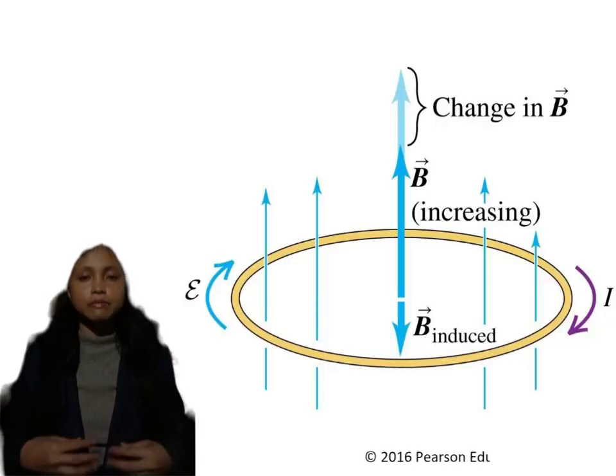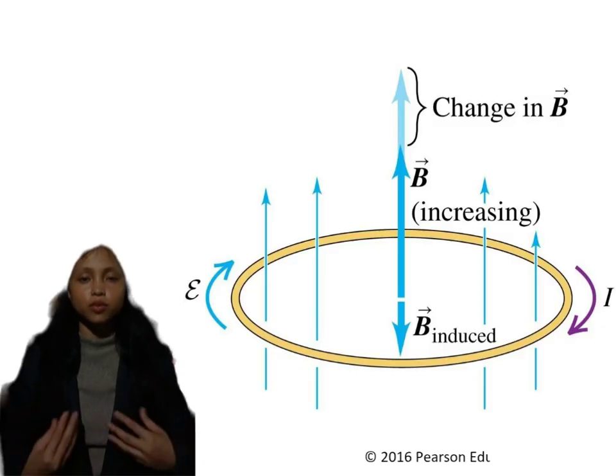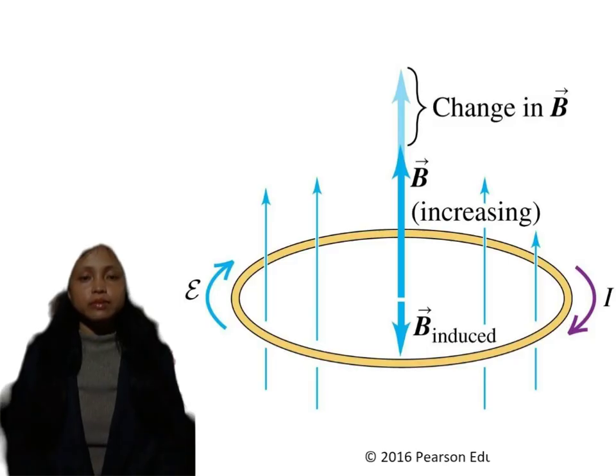Lenz's law is a convenient method for determining the direction of an induced current or electromotive force. The direction of any magnetic induction effect is such as to oppose the cause of the effect. For example, in the figure shown, there is a uniform magnetic field through the coil. The magnitude of the field is increasing, so there is an induced electromotive force driving the current as shown.